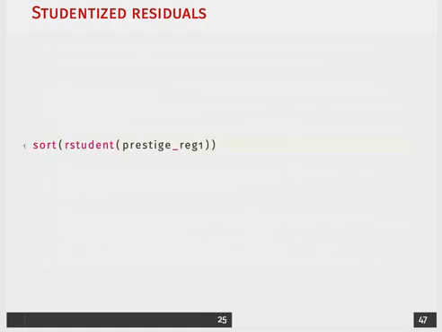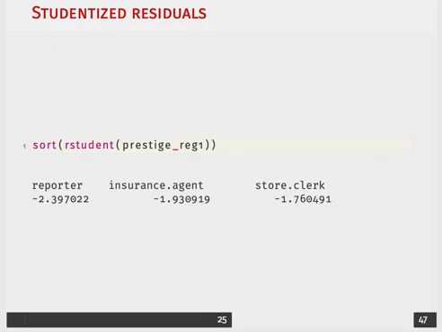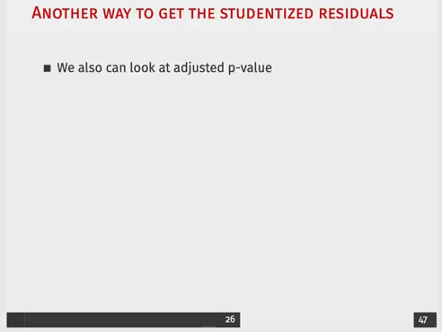Now, if we were going to do this in R, it's really simple. We can just use the rstudent function with our lm object. And then I'm just sorting this to show you the largest ones. And again, these are the ones that are near absolute values of 2 that we may be more concerned about.